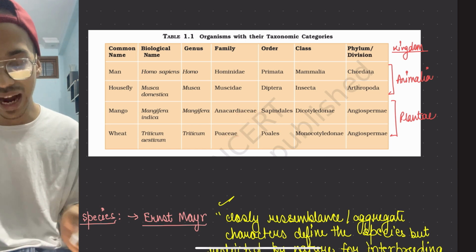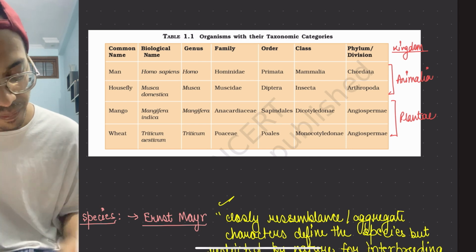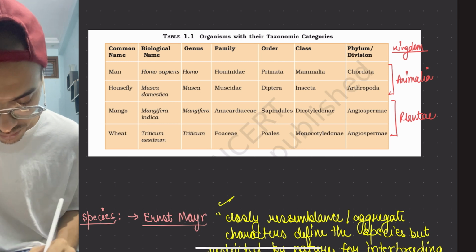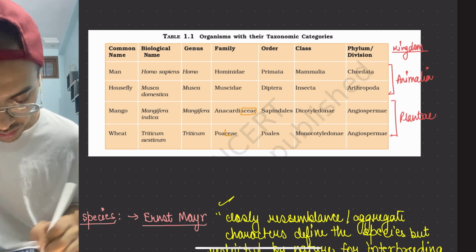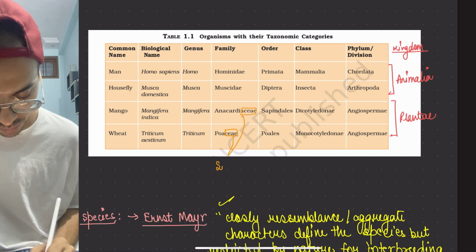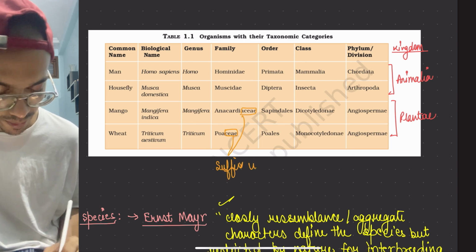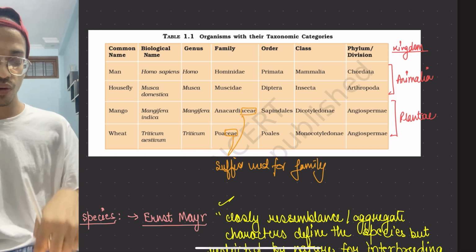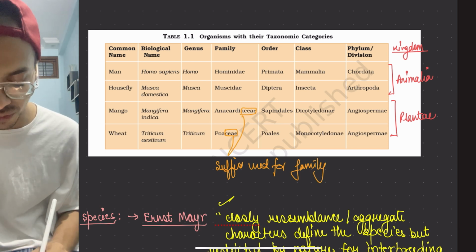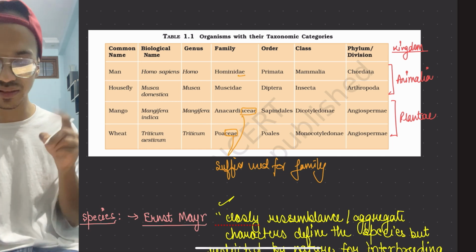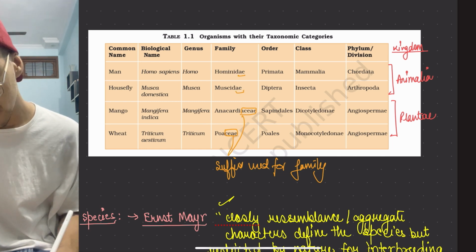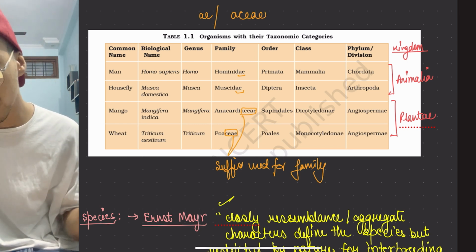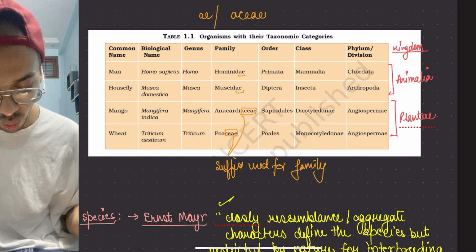What is the trick? In case of family, it ends with -aceae. So this is your suffix used for family. If someone gives you the example, and asks which one of the following is the family, you can find it like this. In case of animals, it is -idae, so these two, -idae or -aceae, would be what? For the family. What about the order? How to find it?